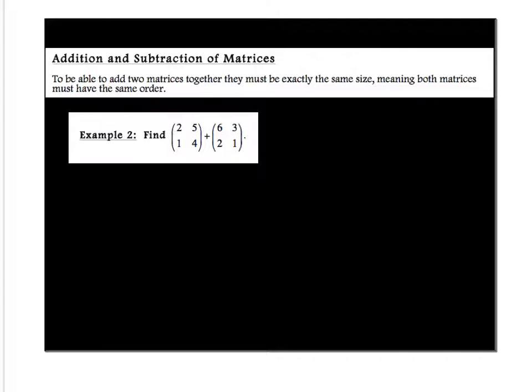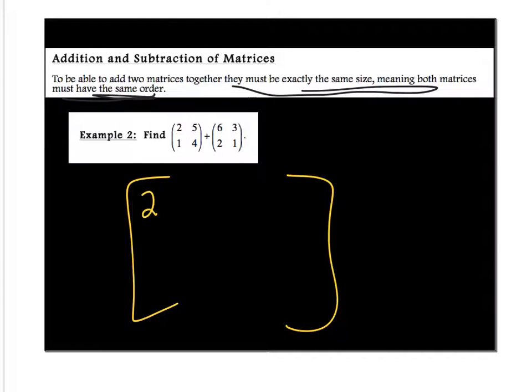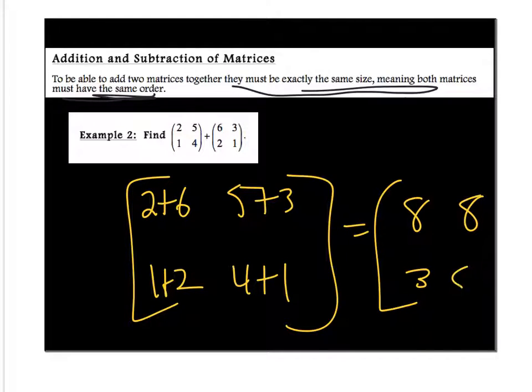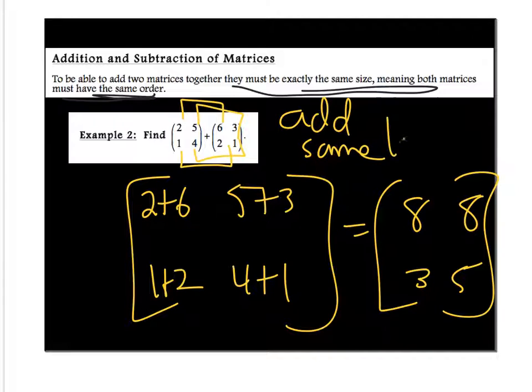So addition and subtraction of matrices, it's easier than you think. All you have to remember is that they have to be exactly the same size, and they have to have the exact same order. That's what that means. Otherwise, adding is exactly what you would think it would be. So when I do this, it's going to be 2 plus 6, 5 plus 3, 1 plus 2, 4 plus 1. So the final answer here is going to be 8, 8, 3, 5. That would be my answer. All I'm doing is adding what's in the same location. Let me say that again. Add in the same location.